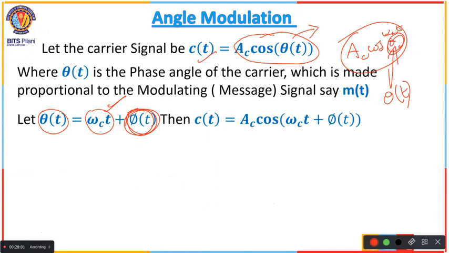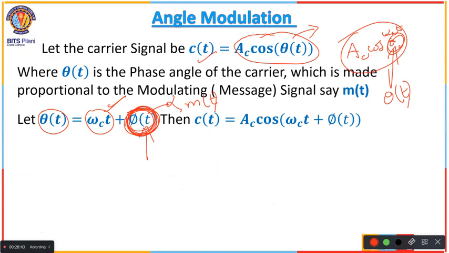And this phi of t is the term which depends on the message signal m of t. We will make this phi of t depend on the message signal. Have you understood now? So this is a reference. Your reference frequency will always remain as the carrier frequency, that is high frequency, right? So with respect to the reference frequency, you vary the phase angle phi of t. That variation we call phi of t, and we will make this proportional to the message signal m of t.